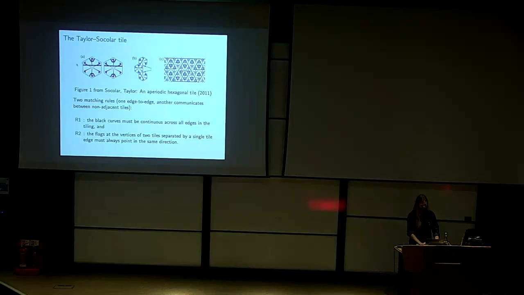But we also have this other rule that communicates to next nearest neighbour tiles. So whenever you have 2 tiles opposite each other and 2 vertices separated by an edge, well, the flags at those vertices need to be pointing in the same direction. So those are the 2 rules for the Socolar tile. Now, of course, it's not ideal that it communicates between non-adjacent edges, but from the perspective of shifts of finite type, it's still quite a nice setup, and you can see that the global structure is very, very simple to understand. It forces this hierarchy of beautiful Sierpinski-like triangles.